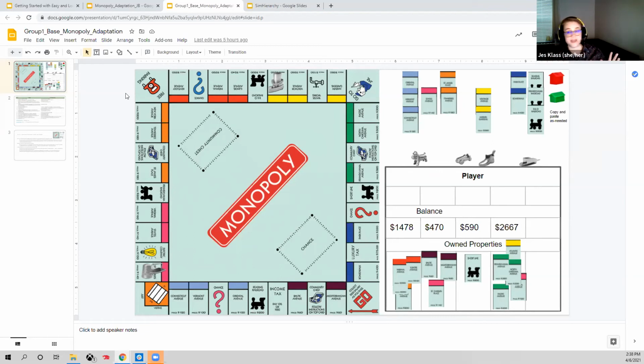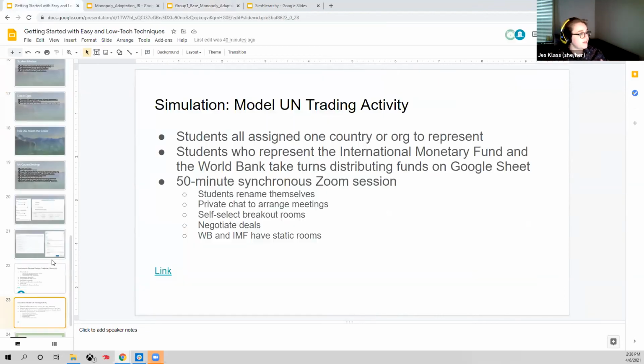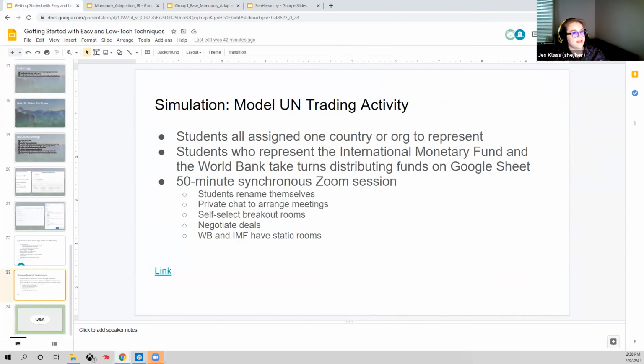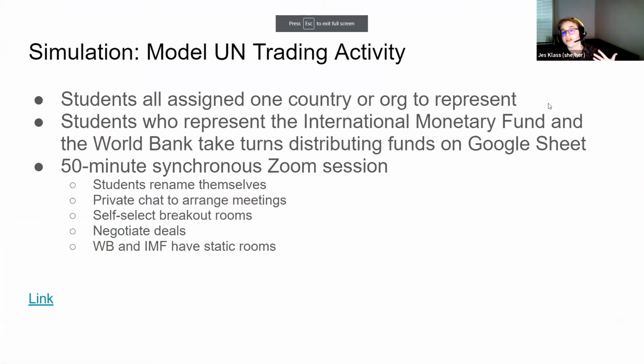So this was one of the things that I worked on just through Google Slides and Zoom. The other is something that is akin to Model UN. And this is another beautiful slide. But the way that this activity worked in person is that the instructor would assign 2 students to be both the World Bank and the International Monetary Fund.